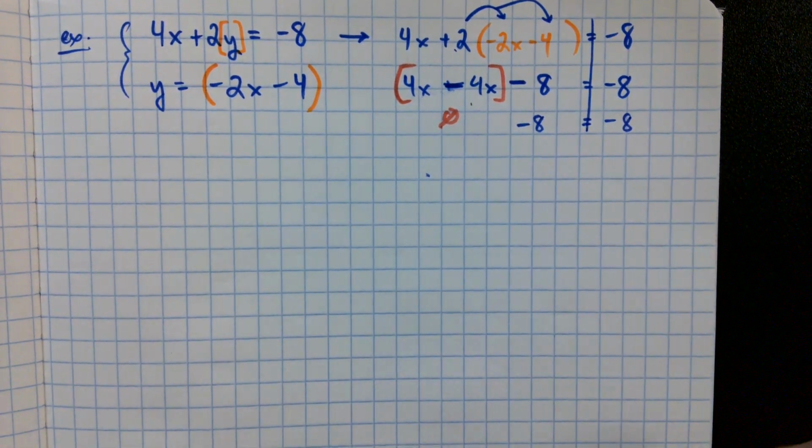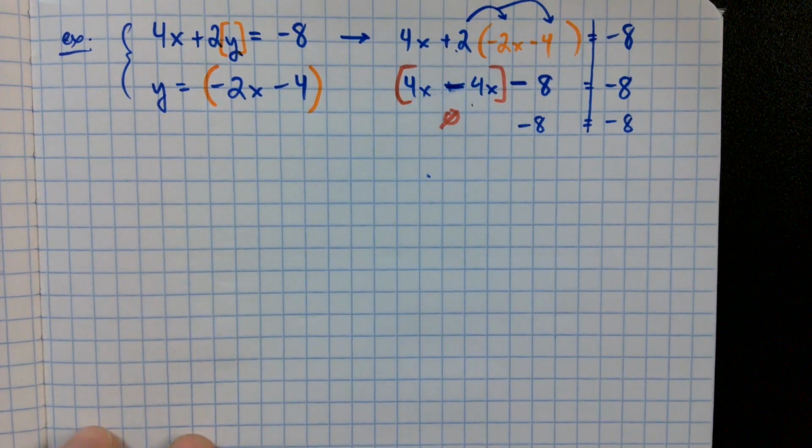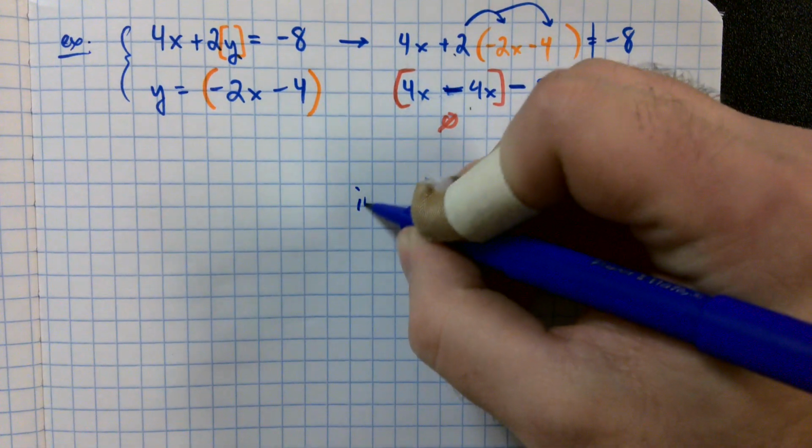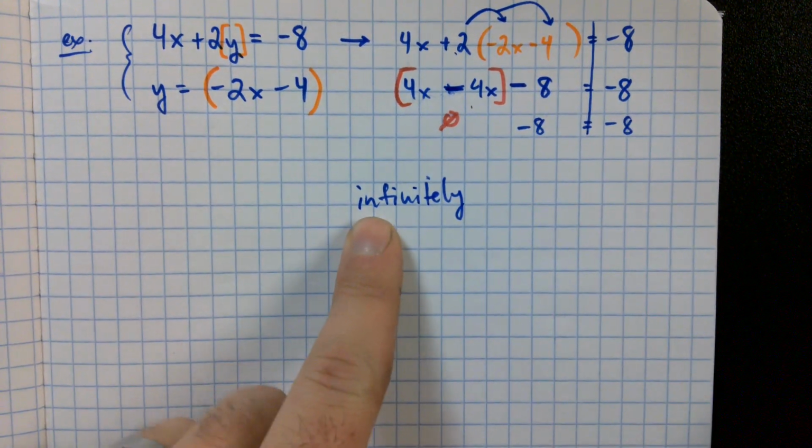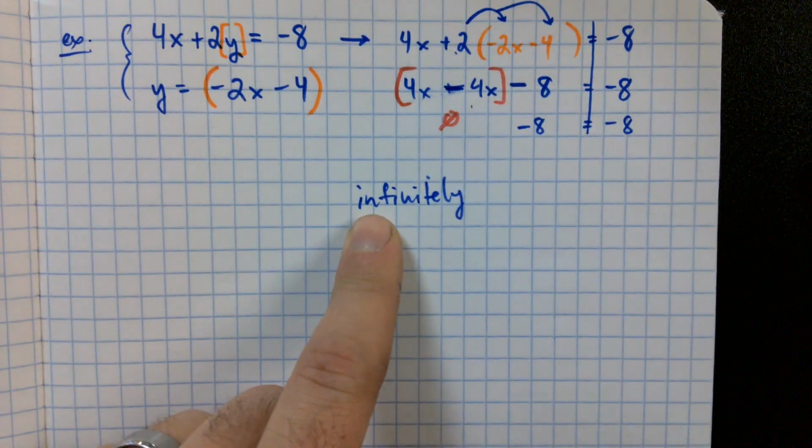Is my solution negative 8 comma negative 8? No. Abigail, what's my solution? Infinitely many solutions. Give me a thumbs up if you figured that out on your own. Good. A couple of us. That's great.